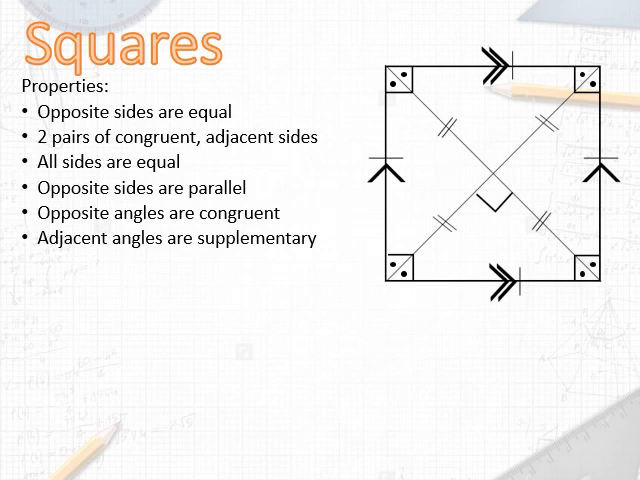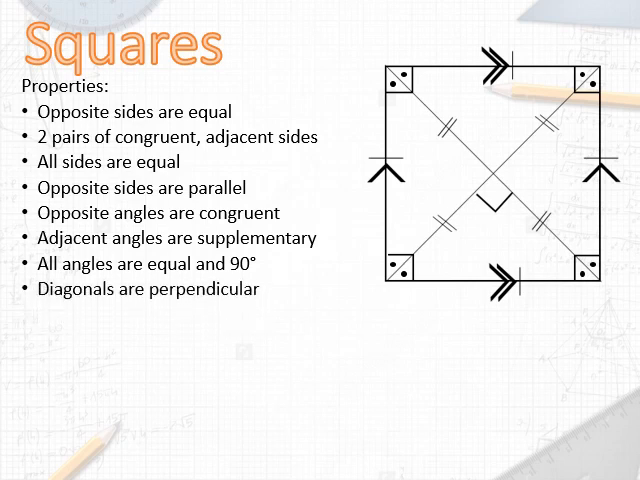And then the adjacent angles are still supplementary. So if opposite sides are going to be parallel, adjacent angles will still have to be supplementary. All the angles are equal to 90 degrees, so there's our rectangle property coming in. Of course, that also means that diagonals are perpendicular, just like a rhombus.